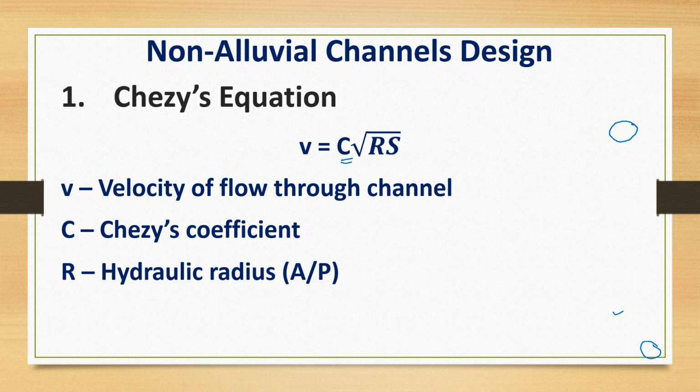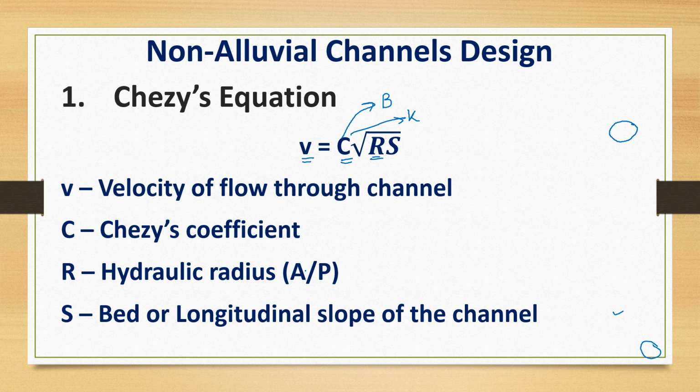So next, R is the hydraulic radius. As we are elaborating this formula, V is the velocity, C is the Chezy's coefficient, which is determined by two methods: first Bazin's method, and next Kutter's method. And R is the hydraulic radius. This is equal to the area of flow over the wetted perimeter. This formula will vary for different cross sections or different shapes of the channels. And S is the bed or longitudinal slope of the channel.